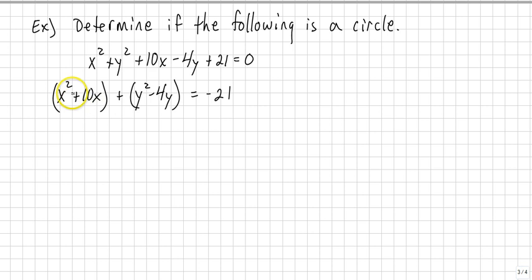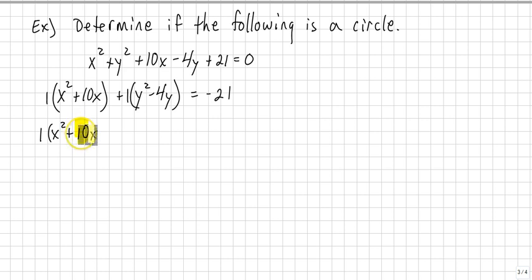Now I did that because if you look, I now have x squared plus 10x and y squared minus 4y. So what I'm going to do is complete the square on both of those separately. So let's do the x's first. So there's a 1 out front, just like there's a 1 out front here. And to complete the square, we'll just take this 10.